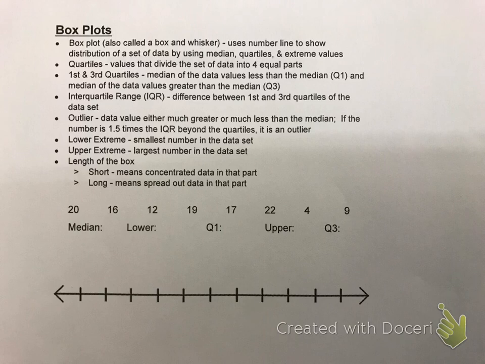First thing we need to do is put them in order from least to greatest, because that's going to help us get things like the median and quartile 1 and quartile 3. So first number is 4, then 9, 12, 16, 17, 19, 20, and 22.